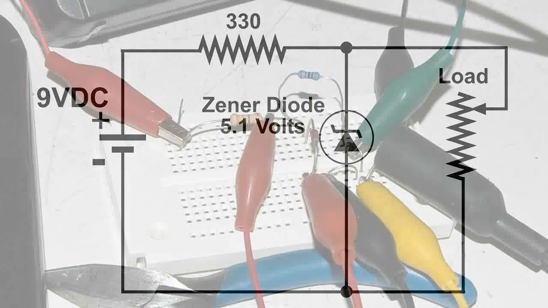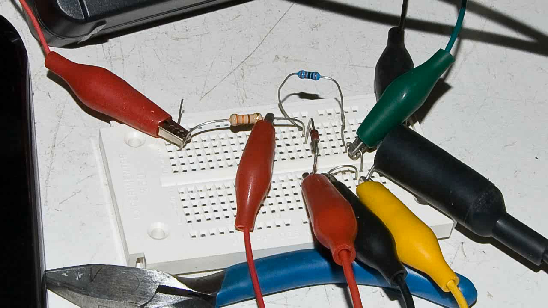Now I'm going to use a couple of resistors. Here you can see the setup, and we've got a 1K resistor in there. And then I'm going to take out that 1K resistor and put in a 560 ohm resistor.